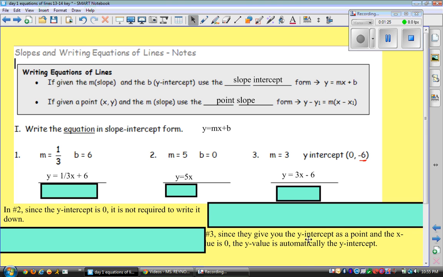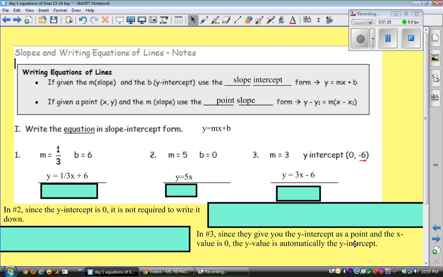So in number 3, they give you the y-intercept as a point, and the x value is 0, therefore the y value is automatically your y-intercept.